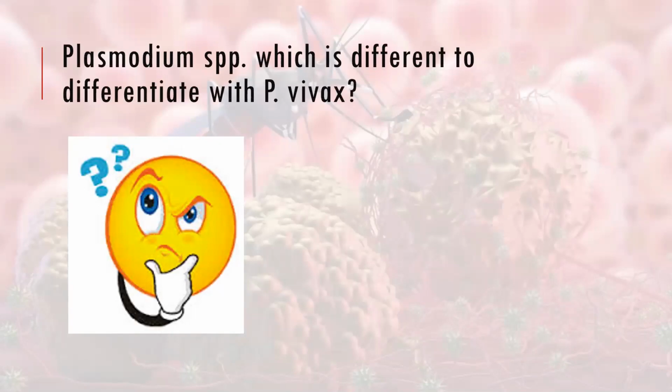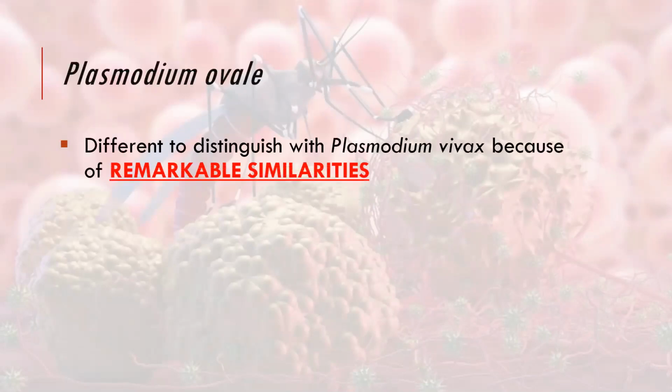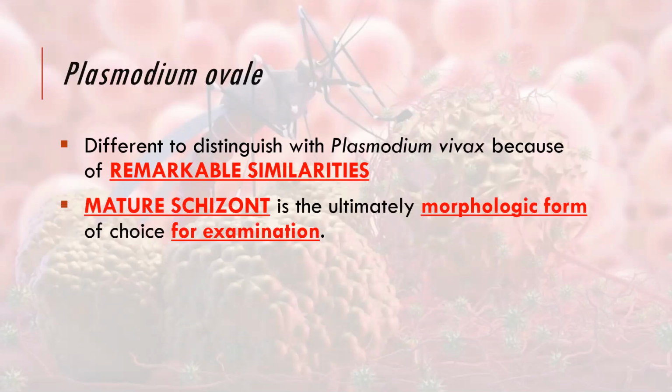Plasmodium ovale, which is different to differentiate from vivax. Eh di si ovale, parehas nga silang 48 hours eh. Parehas nga silang benign tertian malaria. At parehas nga rin silang meron Schuffner's dots. Si ovale nga lang, minsan ang tawag, James dots. Plasmodium ovale is difficult to distinguish from vivax because of their remarkable similarities. Maturation is ultimately the morphologic form of choice for examination.